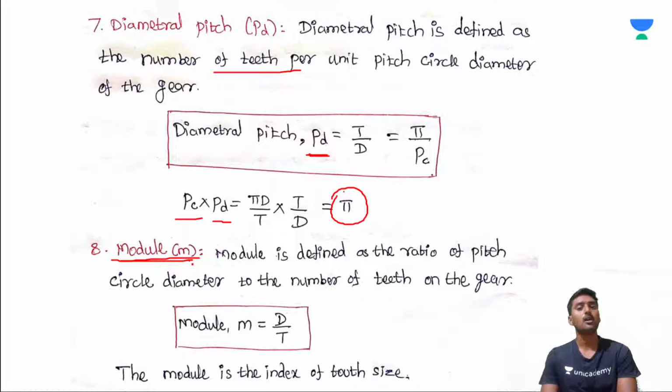Module. Module is defined as the ratio of pitch circle diameter to the number of teeth on the gear. Module M is equal to capital D divided by T. Module is the index of tooth size.